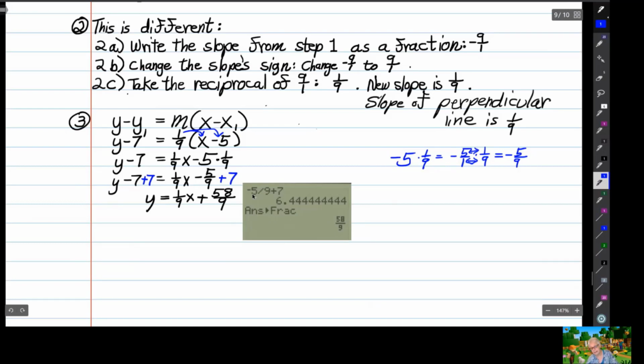So see what I did. I typed negative 5 divided by 9 plus 7, and the calculator automatically knows the order of operations. It's going to calculate negative 5/9 first, right there, and then add 7 to it. Now, I wasn't going to hit enter, it's not necessary, but I did it.